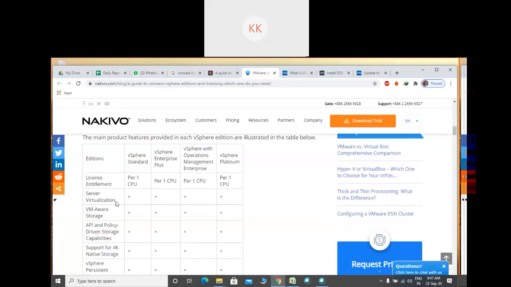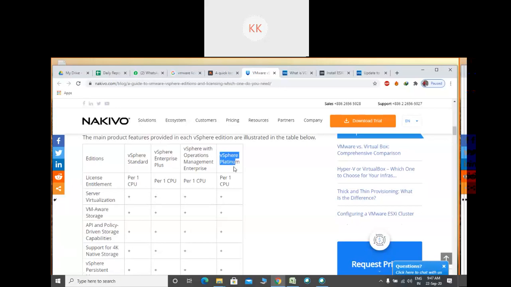Enterprise Plus. Okay, third one is your server. This one, vSphere with operation management enterprise. Okay, next one is your vSphere Platinum, and this is the top model. Okay, Platinum, yes, it's the top model.